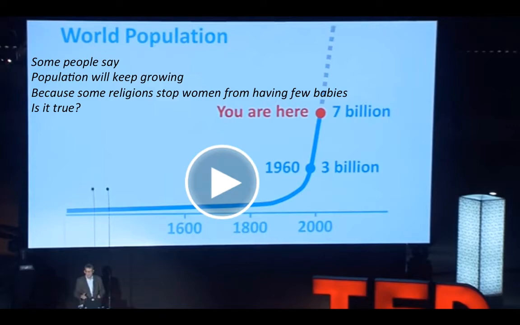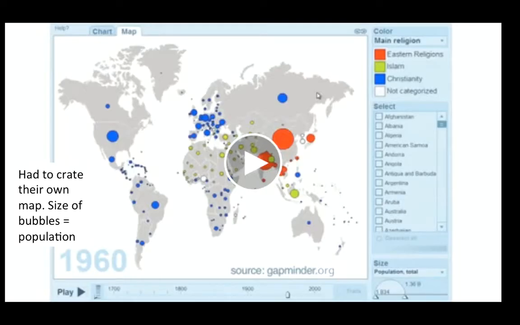And he then says, some people say the population will keep growing because some religions stop women from having few babies. Is it true? Now, actually, he knows what the answer to that is. But he knows there's a lot of tension about that question. There are a lot of people in the room who are clearly religious, who are from different religions, but there are a lot of people in the room who are Muslim and who may have some different perspectives. So he's playing with the audience a little bit, setting up the question, but he's not going too fast into the answer.